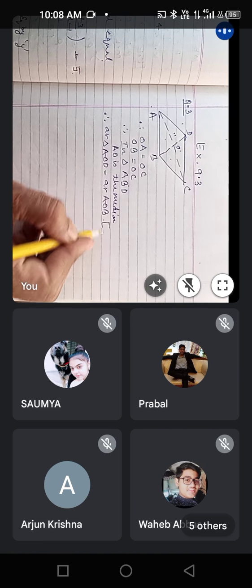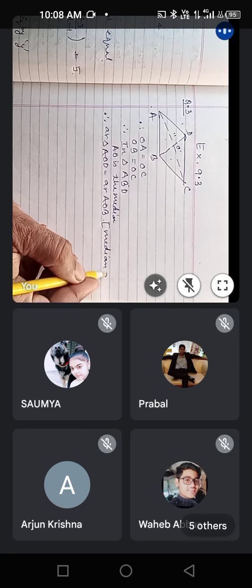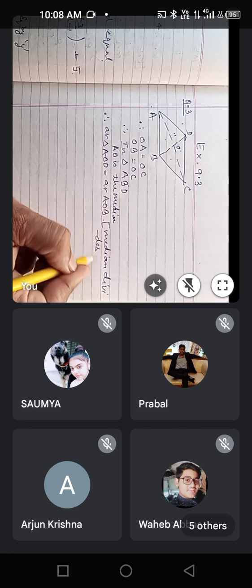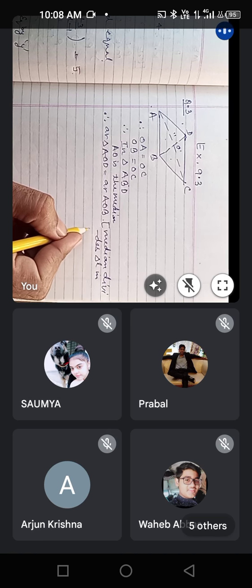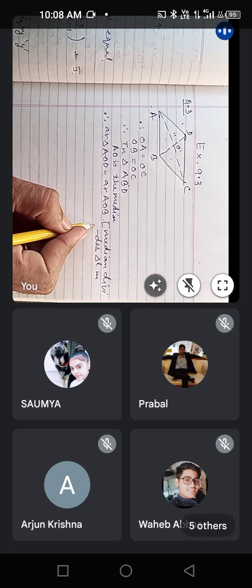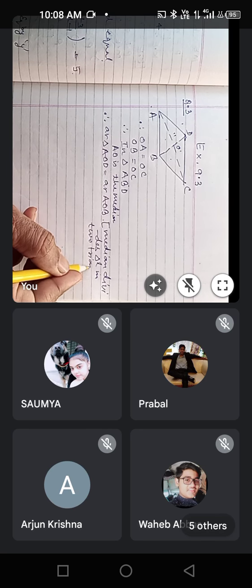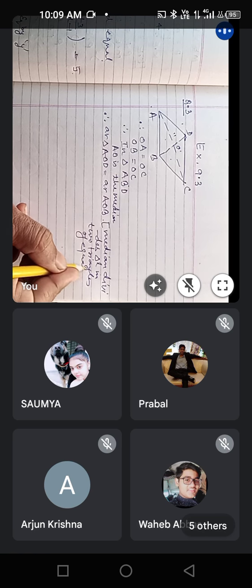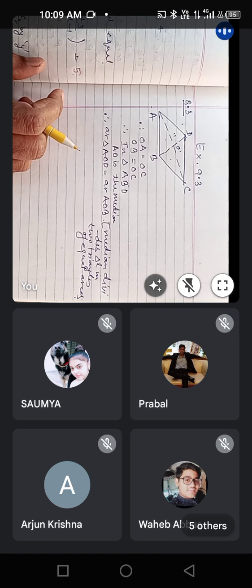The reason you can write: a median divides a triangle into two triangles of equal areas. Okay, a median divides the triangle into two triangles of equal areas.